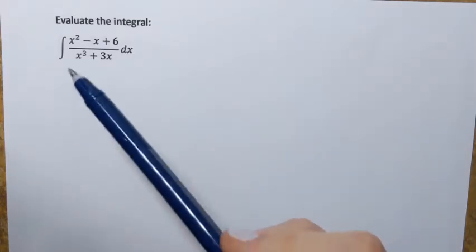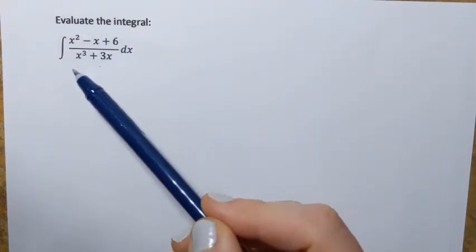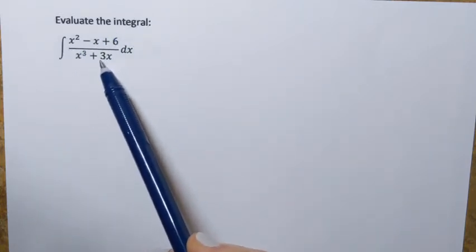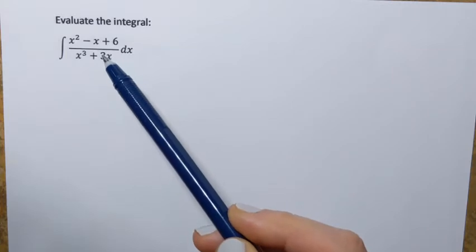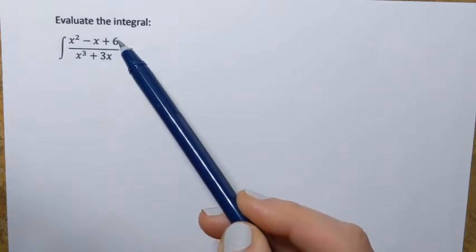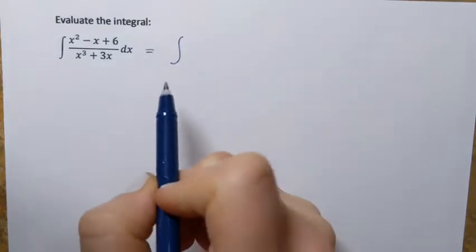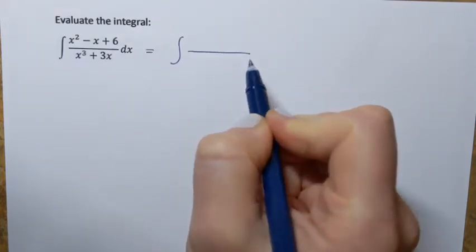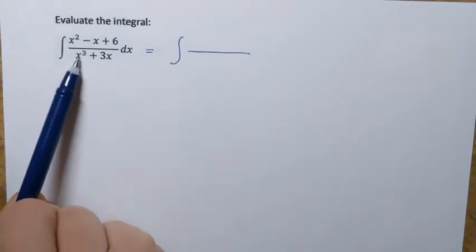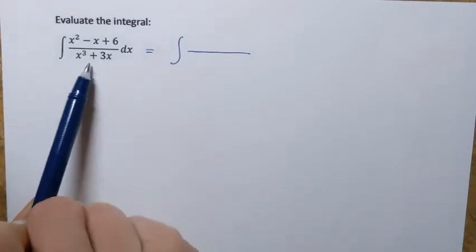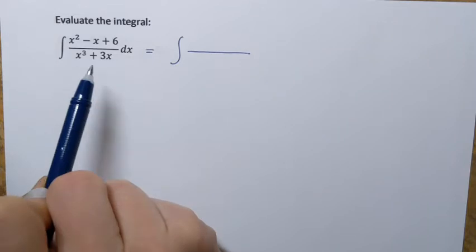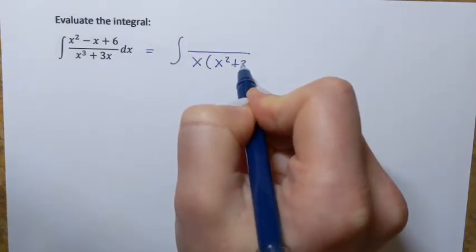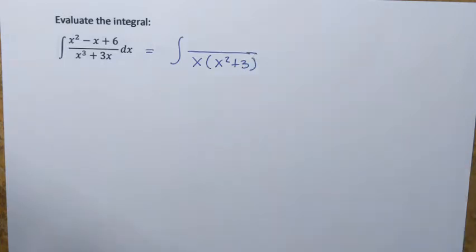So first of all, we can see that we have a rational function here. The numerator is a polynomial, the denominator is a polynomial. Second, I have to check if I have any common factors in the numerator and denominator. I'm going to rewrite my function here. Now, the denominator I want in factored form anyway. So x cubed plus 3x, I can factor it by factoring out the common factor x. So it's x times x squared plus 3, right?